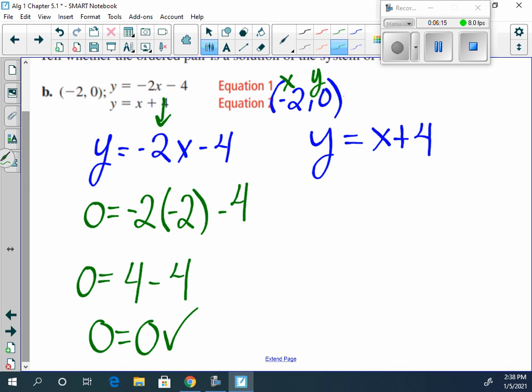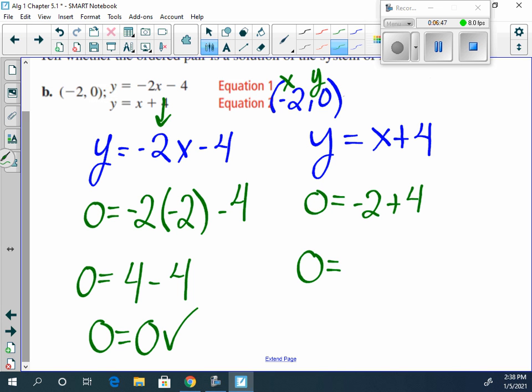So is -2, 0 a solution for our first equation? Well, yes, it gave us a true statement, so it is a solution. It does work. Okay? We'll need to do the same thing over here. So I'm going to plug in 0 for y, so we have 0 is equal to, I plug -2 in for x, plus 4. Well, 0 doesn't change. We plug in 0 for y, and -2 for x.